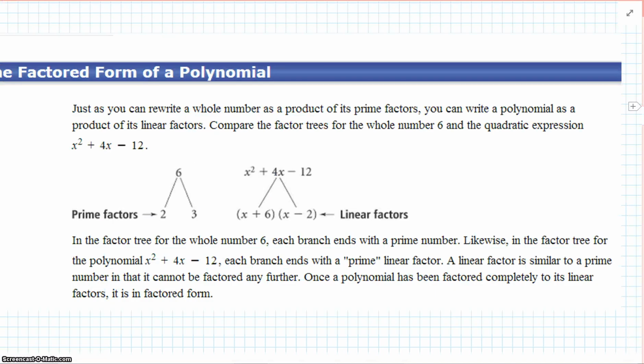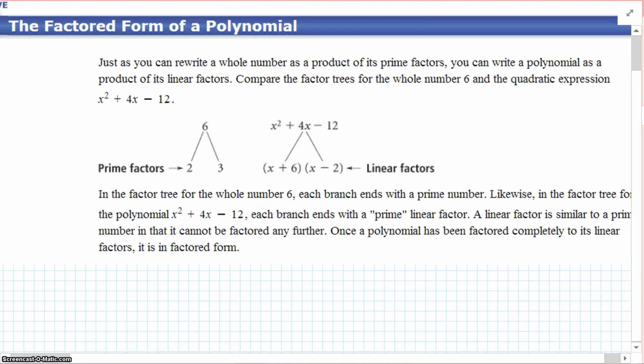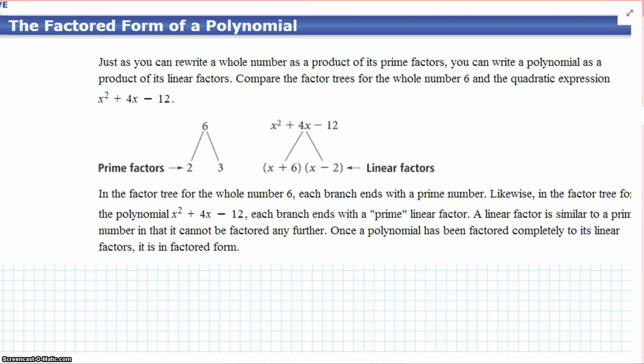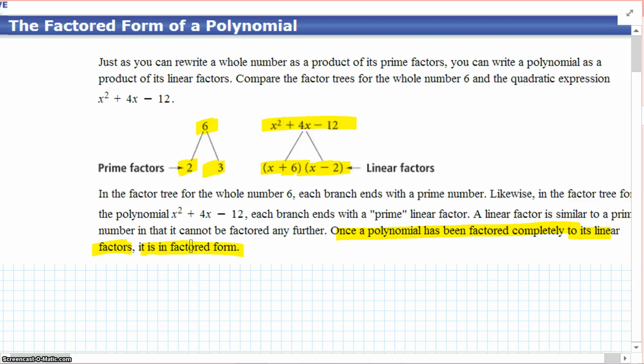Okay? The factored form of a polynomial. Just as you can rewrite a whole number as its products of its prime factors, look at example 6, we can break that down to 2 and 3, we can break down a polynomial to its linear factors. Remember, we did this. Once a polynomial has been factored completely to its linear factors, it's considered in factored form.